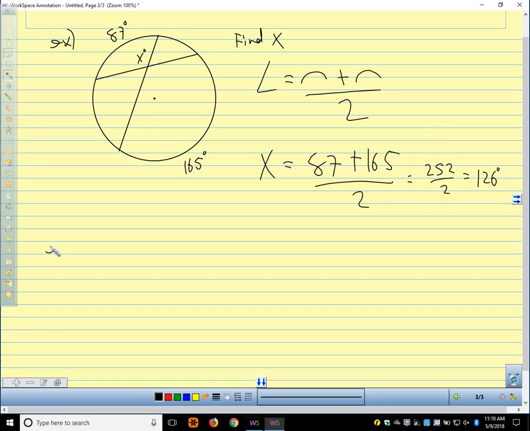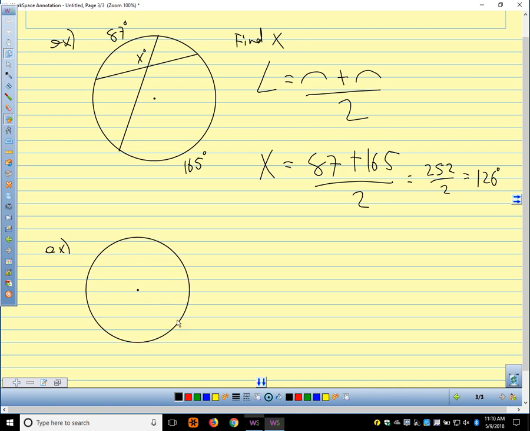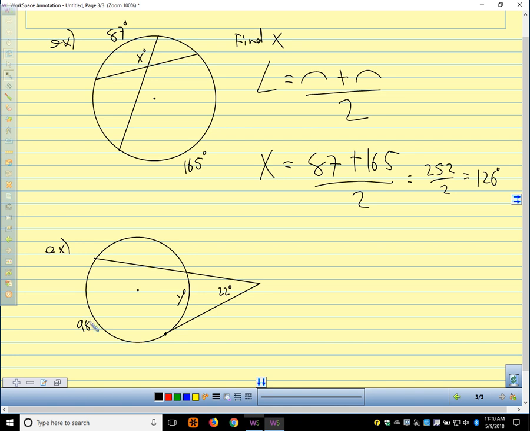All right, let's look at another one. This one will be one where we have our vertex outside the circle. And we're going to say this is 22 degrees. This is y degrees. And this is 98 degrees. And we want to find y.